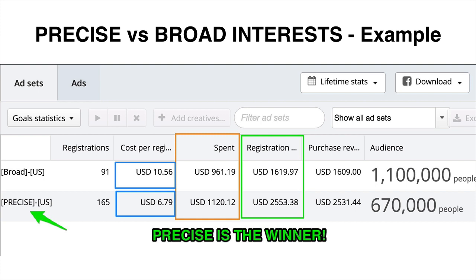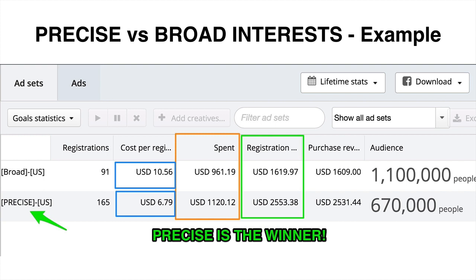I call them keywords and interests. So here's one of my campaigns. If you look to the left where the green arrow is, you'll see that it says broad and precise. Now, if you look to the far right, you'll notice that the column with the broad keywords, the campaign going to a broad audience, is 1.1 million people. And the precise campaign that has only the unique precise keywords in it is going to 670,000 people.